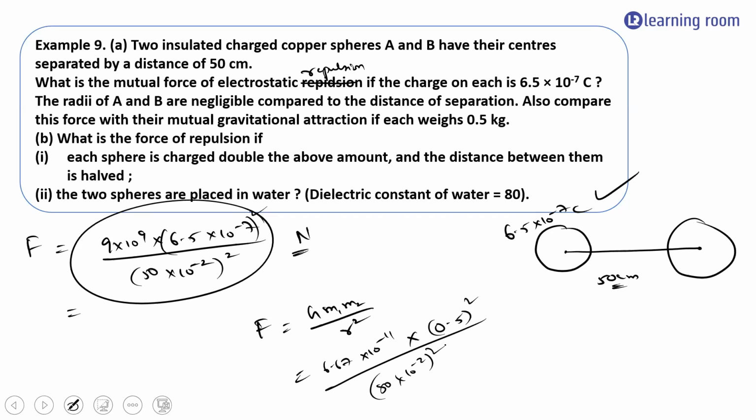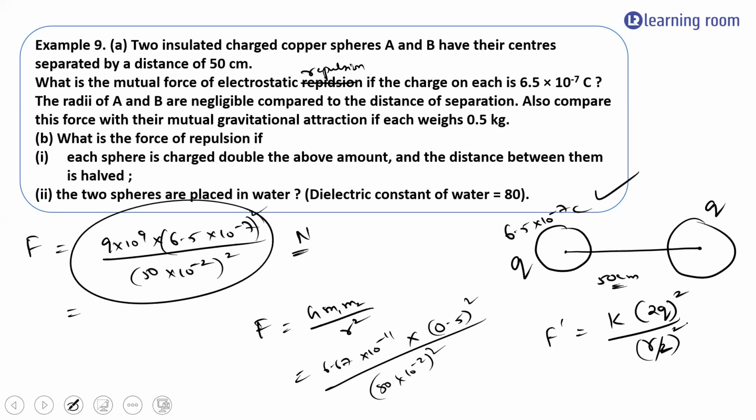Now the second part they're asking: what is the force of repulsion if each sphere is charged double the above amount and the distance between them is half? If I take F dash as the new value, F dash will be equal to k into 2q the whole square. Can I do this? The initial charges were q and q, and after doubling the charge it is 2q, divided by the distance between them, which is halved, so r divided by 2 the whole square.